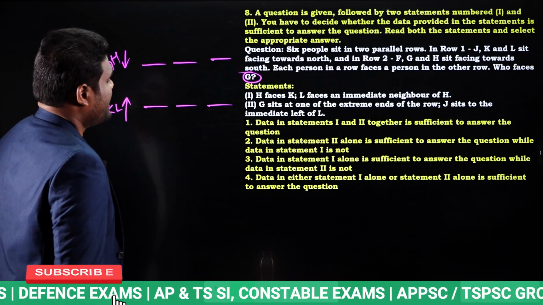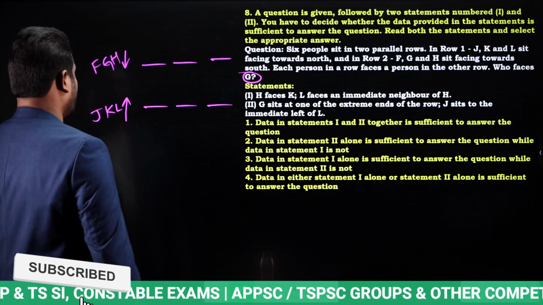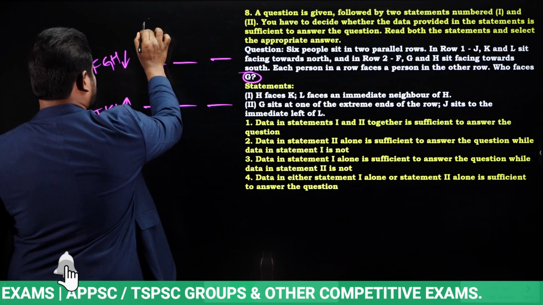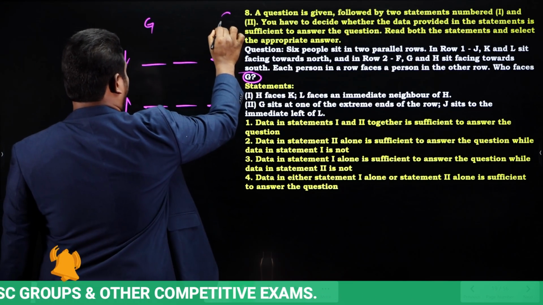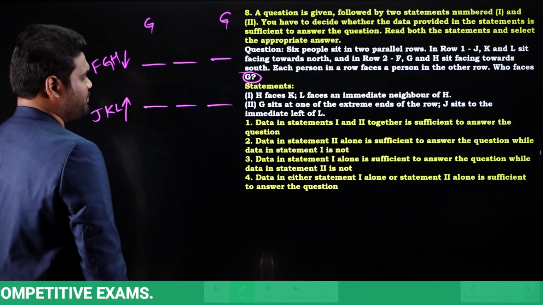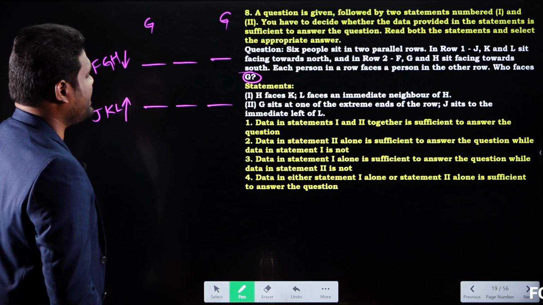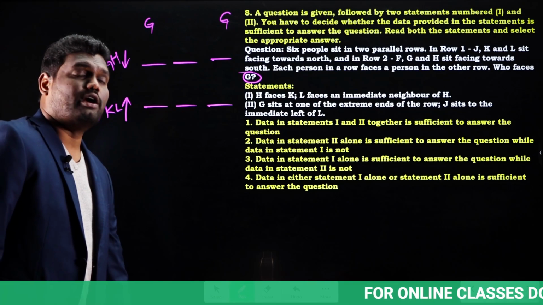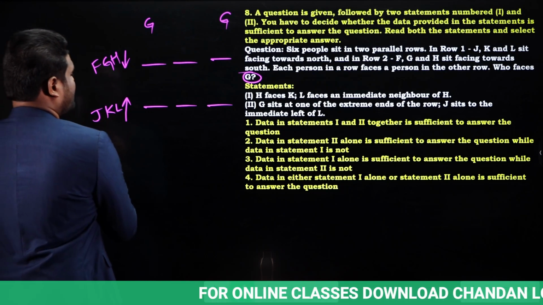Let us look at the second one. G sits at one of the extreme ends. Now G is here. G sits at the extreme end, either here or here. G sits at one of the extreme ends. J sits to the immediate left of L. So J is going to sit immediate left of L. So JL is here. Yes or no?